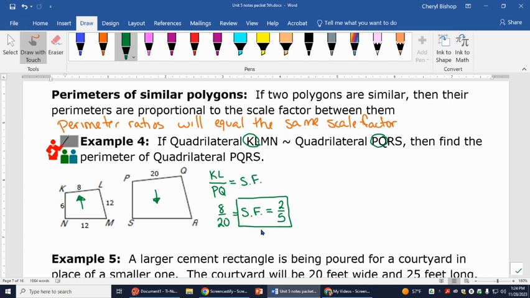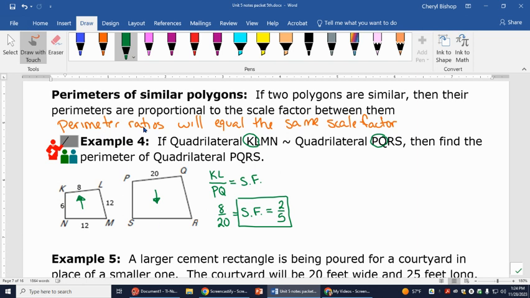Okay, so if I want to find the perimeter of quadrilateral PQRS, I could say, okay, well, that means this 12 over x equals 2/5, cross multiply and solve. And then add all of those together after I've cross multiplied 3 times. That's a lot of work.